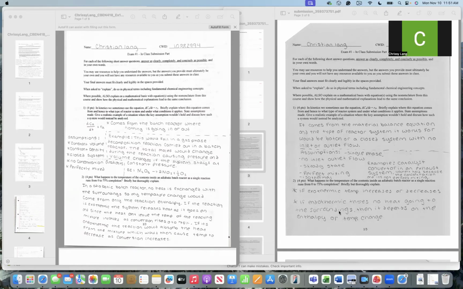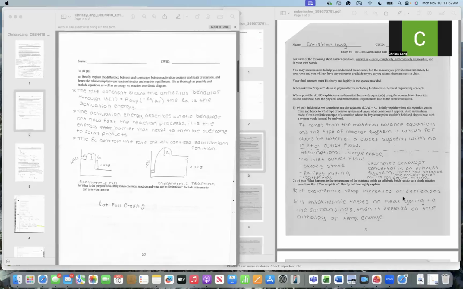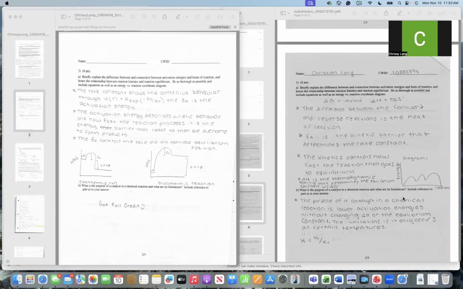For question two, at first my answer about the adiabatic batch reactor was very vague, which is why I lost points. In the correction, I clearly state that there is no heat exchange, so any temperature change comes only from reaction enthalpy. For an exothermic reaction, temperature increases as conversion goes from 0 to 75%. For an endothermic reaction, it decreases. This is tied to the adiabatic energy balance and makes it clear that the sign of delta H reaction controls how T changes.